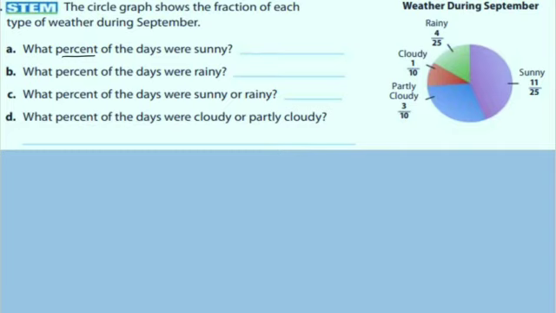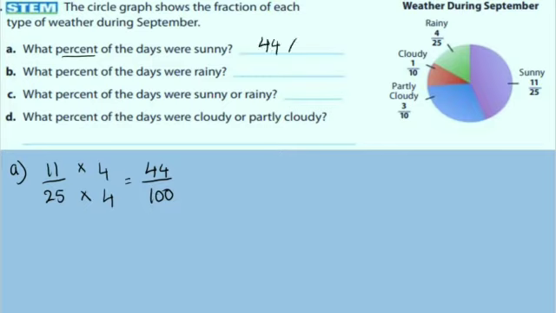Now, let's see the other examples. Here we have a graph of the weather during September. The circle graph shows the fraction of each type of weather during September. What percent of days were sunny? In the graph, sunny is given by 11 over 25. You need to change this fraction to a percent. So you need to multiply 25 times 4, which gives you 100. 11 times 4 is equal to 44. So we can write 44 over 100 as 44%.